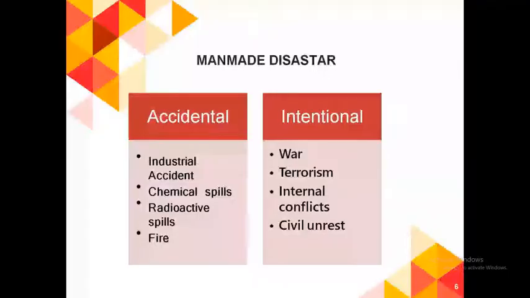On the other hand, man-made disasters happen due to technological growth. For example, industrial accidents, chemical spills, fire, radioactive spills, and war, terrorism, internal conflict. This also comes under man-made disaster. They are classified as accidental or intentional ones.